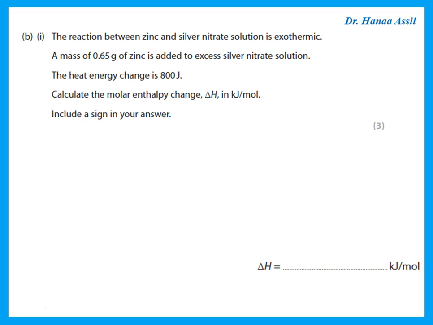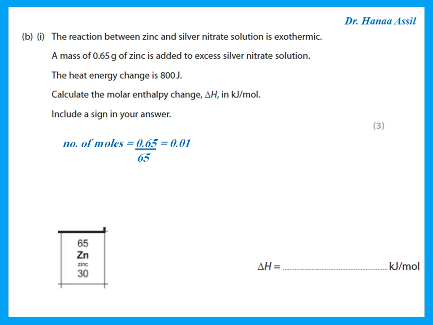Then he says the reaction between zinc and silver nitrate is exothermic. A mass of 0.65 grams is added to silver nitrate, and the heat energy change is 800 joules. So he did this experiment, and he got that Q for this experiment is 800 joules. Calculate the molar enthalpy change. Calculate delta H. Do you know how to get delta H from Q? You should remember that delta H is Q over N, number of moles.